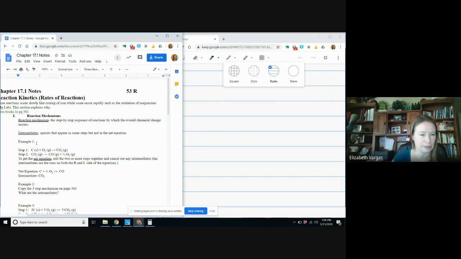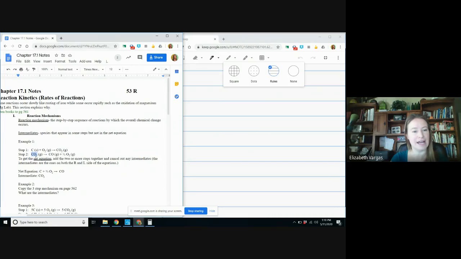Okay, and our example is this carbon, which would be like charcoal, reacts with oxygen and makes carbon dioxide in the first step. That carbon dioxide then splits apart into carbon monoxide and oxygen gas. So the overall reaction is this carbon reacts with oxygen and makes carbon monoxide. The carbon dioxide, see how it's on the right side of the arrow and the left, it cancels out. That carbon dioxide is an intermediate.